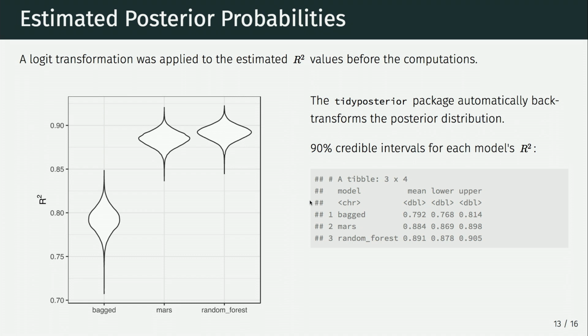So what you get out of this is these posterior distributions. You can see the bagged model has a pretty wide variance, and let's say the center of that distribution is about 0.79. So it maybe didn't do so well. But then for MARS and random forest, it looks like random forest is doing a little bit better, but just by a little bit maybe. And those distributions are a little bit tighter.